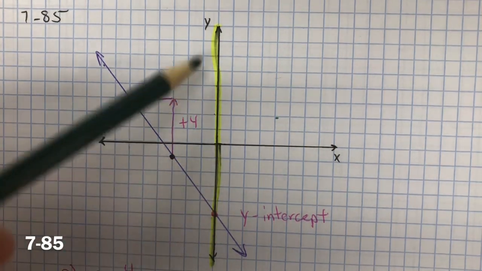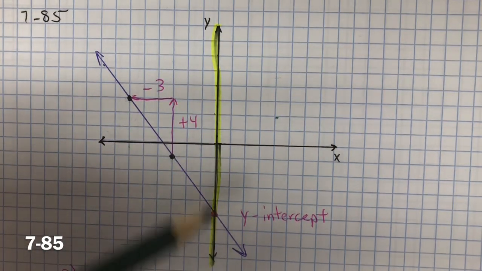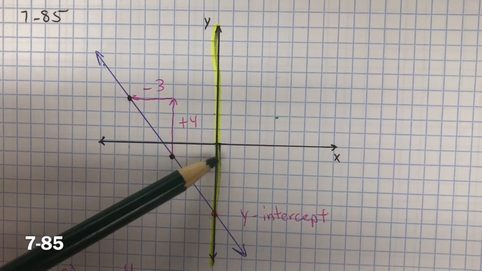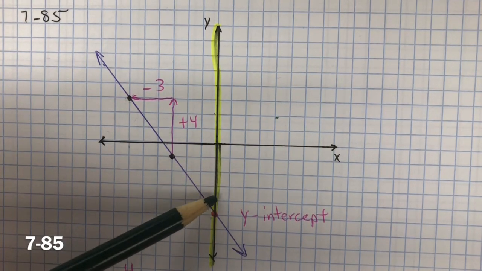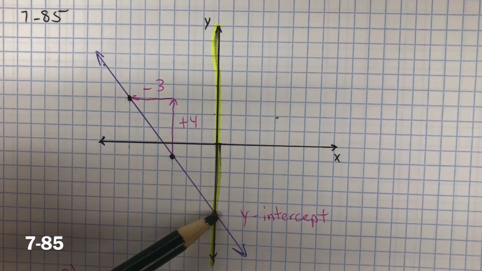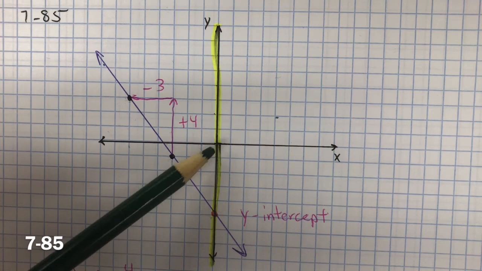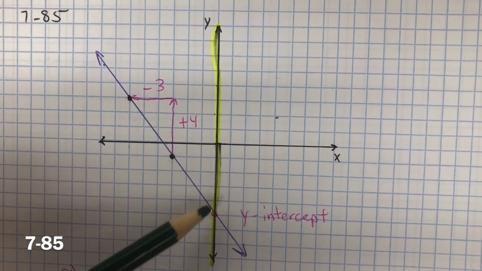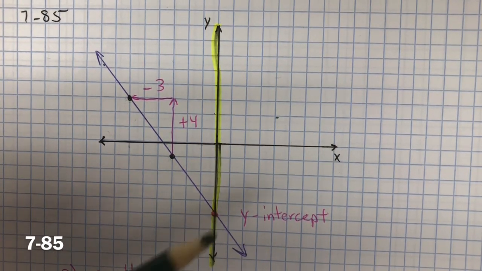And it crosses, and I highlighted the y-axis, and it crosses at -1, -2, -3, -4, -5. So our y-intercept is -5, and the coordinates would be 0, -5. 0 on the x, -5 on the y.